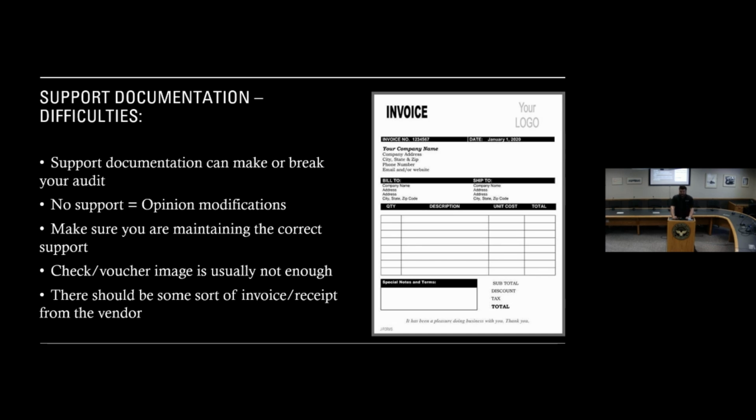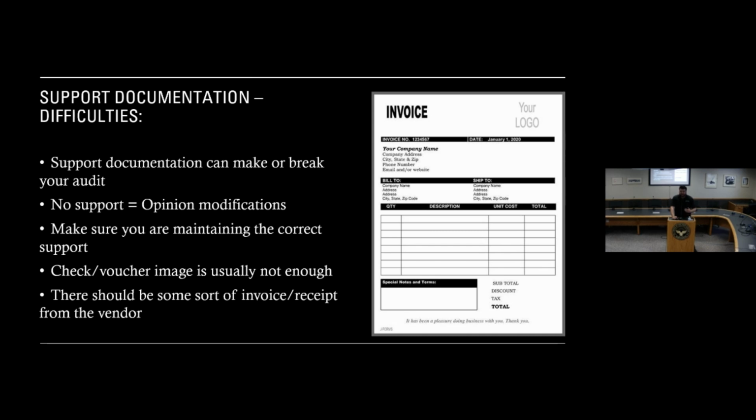You also want to make sure you are maintaining the correct type of support. If we ask for support of an expenditure, we don't need to really see the check image you wrote. I'm glad you have dual signatures on all your checks, but we really need to see that invoice from that vendor, because that invoice will tell the whole story. It'll tell us what the purpose of that purchase was. Was it an adequate or appropriate purchase? That invoice should have all that information.